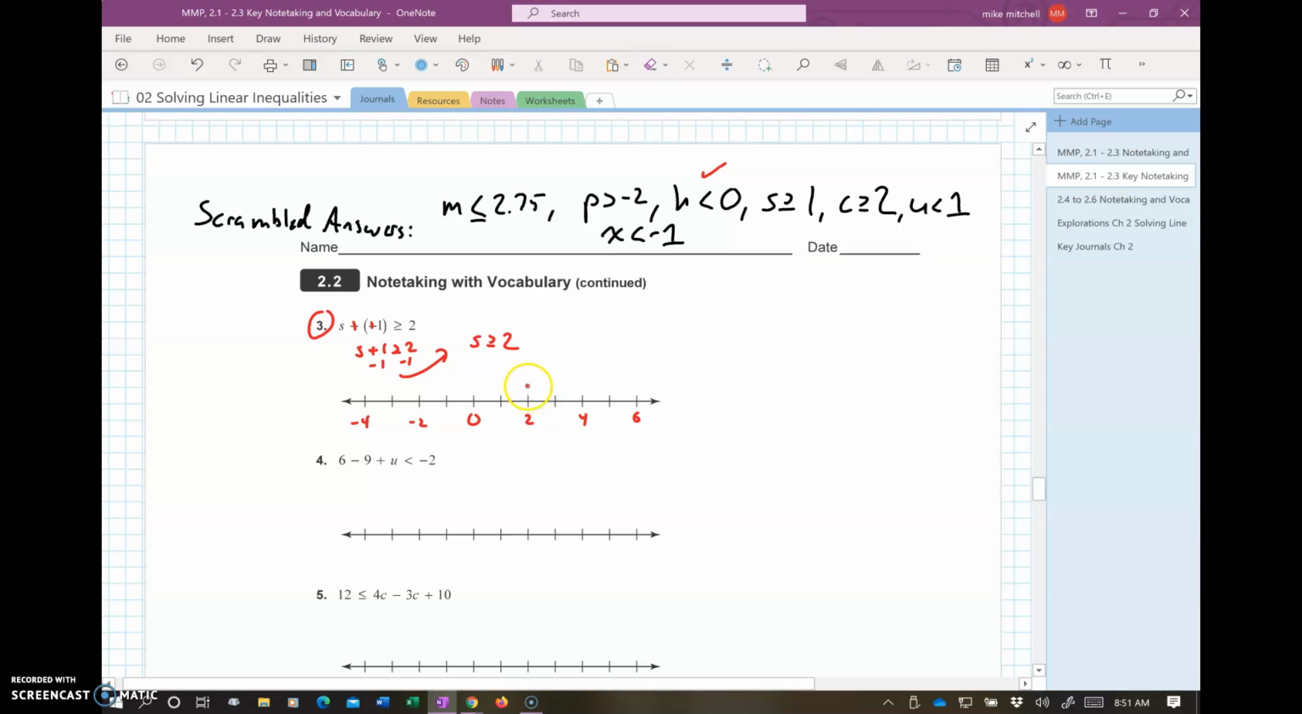So closed circle at 2. Arrows pointing to the right, it goes off that way. And we're done.